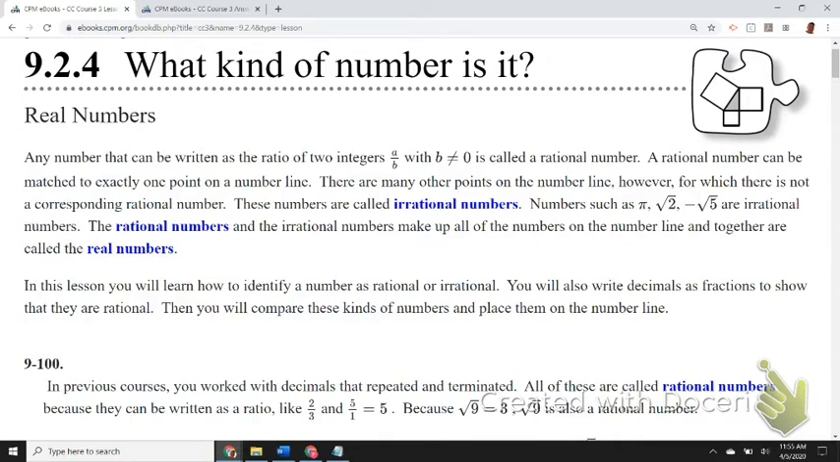The rational numbers and irrational numbers make up all of the numbers on the number line and together are called the real numbers. Okay. In this lesson, you will learn how to identify a number as rational or irrational. You will also write decimals as fractions to show that they are rational. Then you will compare these kinds of numbers and place them on a number line.